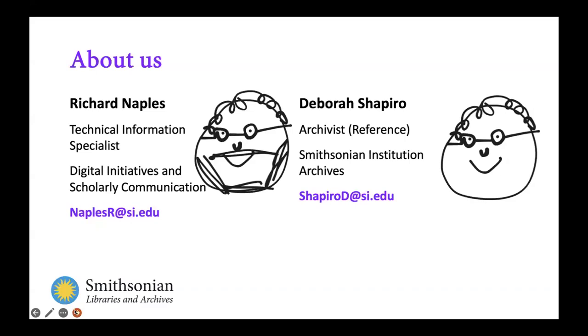I'm Richard Naples. Good, they can hear. I'm a technical information specialist, basically a librarian at the Smithsonian Libraries and Archives, and I work in metadata analytics and analysis. I do a lot of data stuff. One of the primary things I do is help track the research output of the Smithsonian.